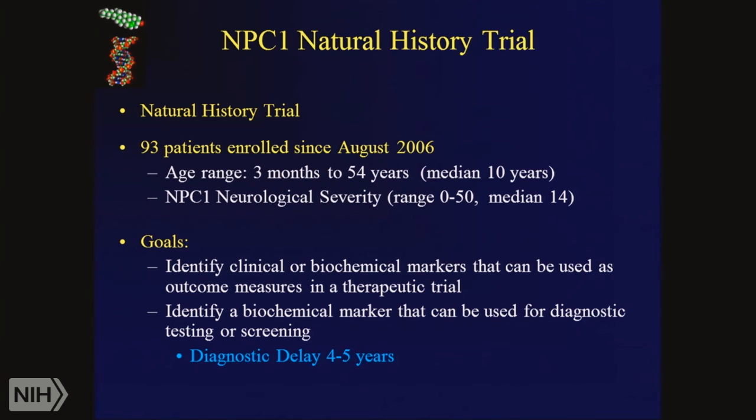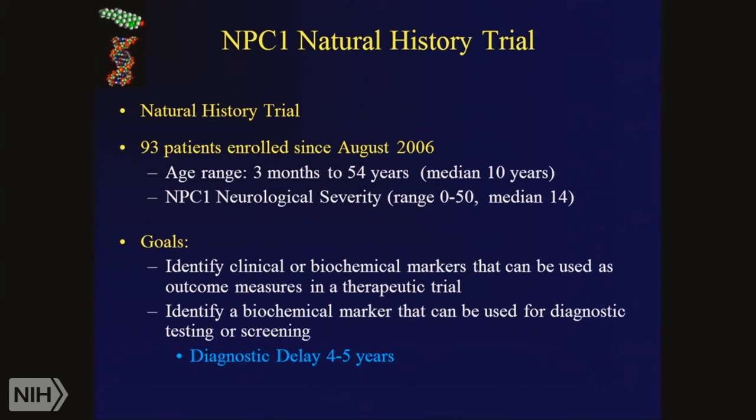And our goals were to identify clinical or biochemical markers that could be used as outcome measures in a therapeutic trial. And then also to identify a biochemical marker that could be used for diagnostic testing or screening. And the reason for that is in our cohort of patients, our diagnostic delay was 4 to 5 years. That is, from the point of time where a parent is saying something is wrong with my child to getting a diagnosis was 4 to 5 years.